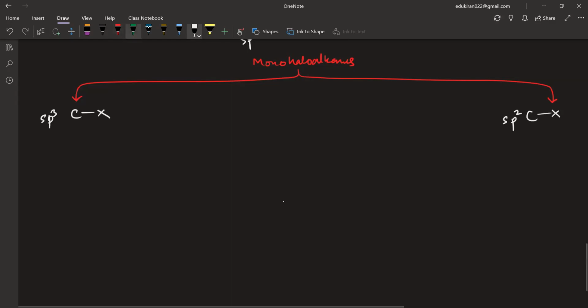Now, the first classification, in the case where you have an sp3 carbon halogen bond, is that of alkyl halides. Now, these alkyl halides can be further classified. What do we write alkyl halide as? We write it as RX. This is how we denote them, RX. So this alkyl halide can be further classified into primary alkyl halide.